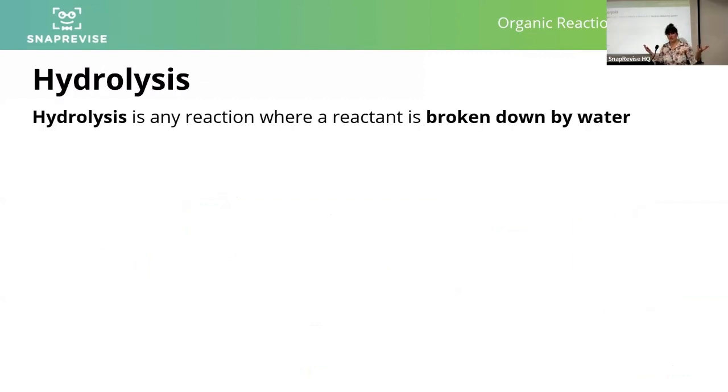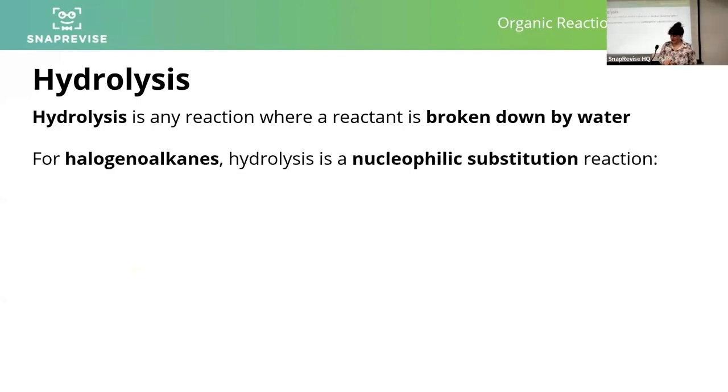So what do we need to know about the strength of carbon-halogen bonds then? Let's apply it to hydrolysis. Hydrolysis is any reaction where a reactant is broken down by water. For halogenoalkanes, hydrolysis is a nucleophilic substitution reaction. We are swapping or substituting our halogen for OH from the water. Let's give an example. So our nucleophile in this case is our OH minus.